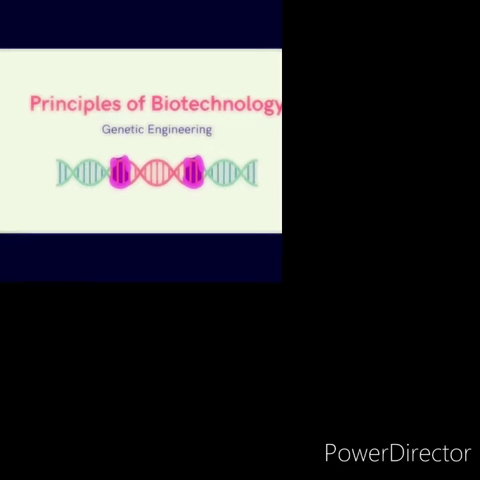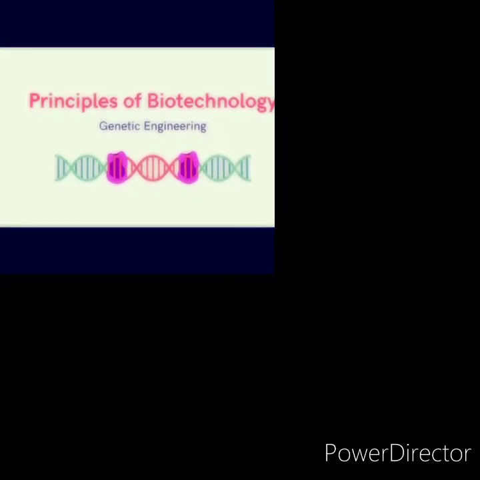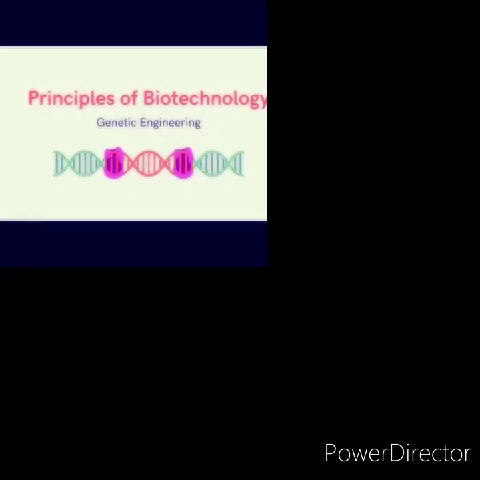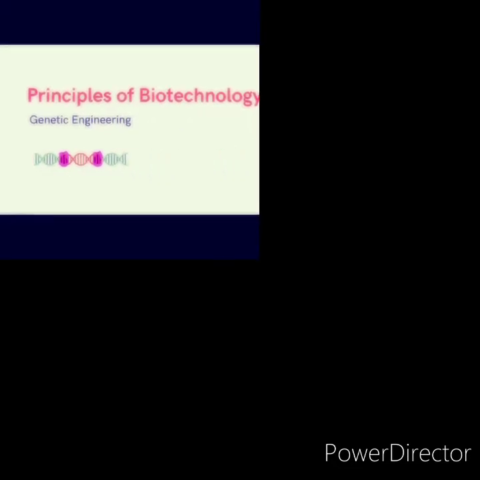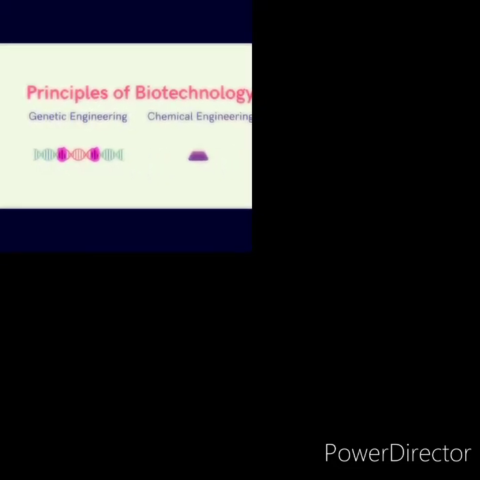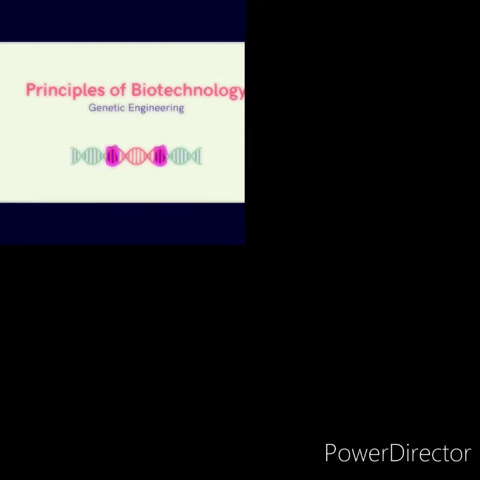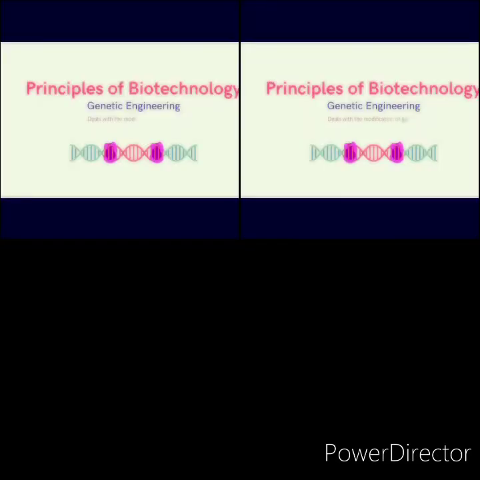Most of the principles of biotechnology are based on two engineering branches. That is, genetic engineering and chemical engineering. Genetic engineering is the branch which deals with the modification of the genetic material of an organism. And which genetic materials are we referring to? We know that it's the DNA, which is the genetic material for most of the organisms.